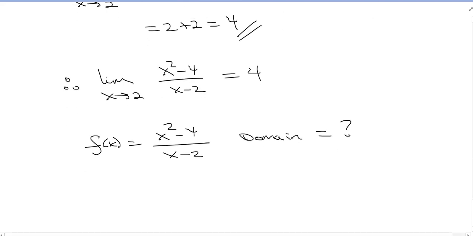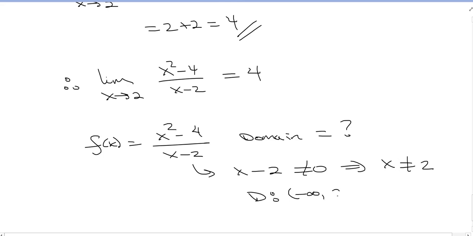We have a denominator, so what do you know about denominators? Denominators can't be 0, right? So then x minus 2 can't be 0, which implies that x can't be 2. So x can't be 2, that's not in the domain, but everything else is in the domain. The domain of this function is minus infinity to 2, not including 2, union 2 to infinity. So there are y values for all of these numbers, except at 2.